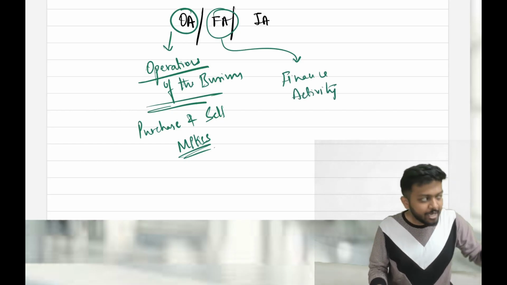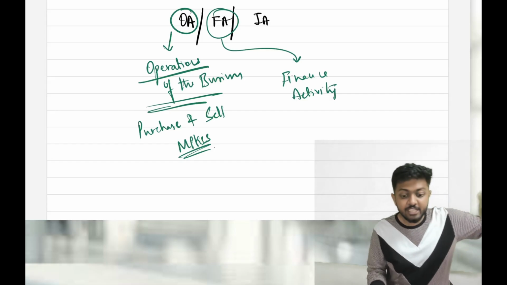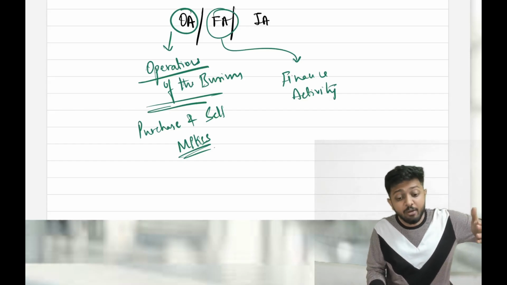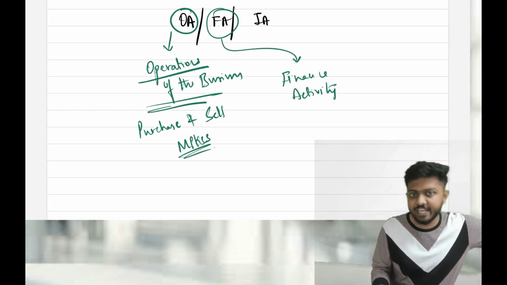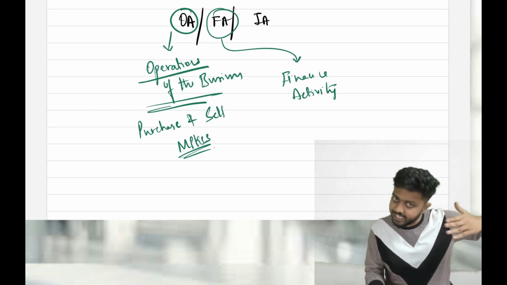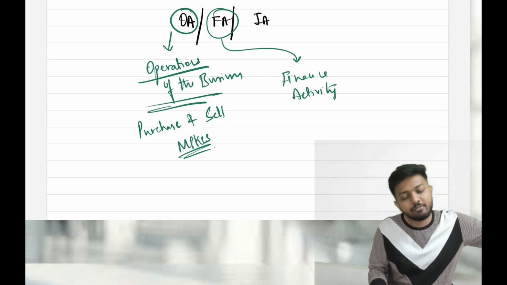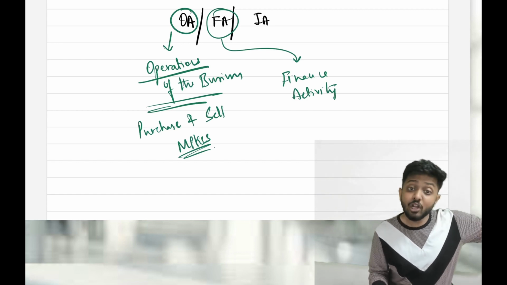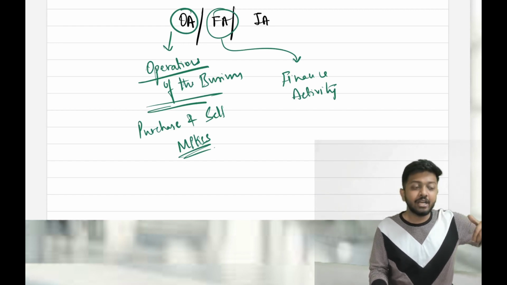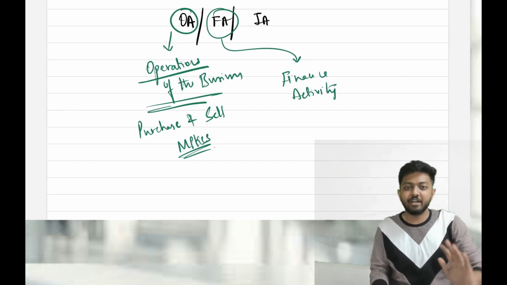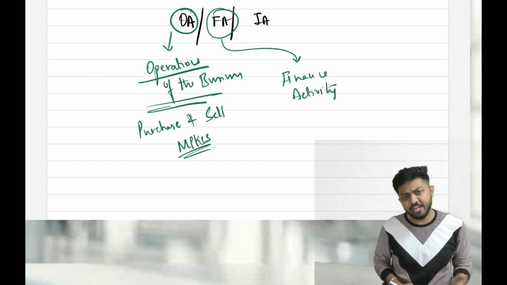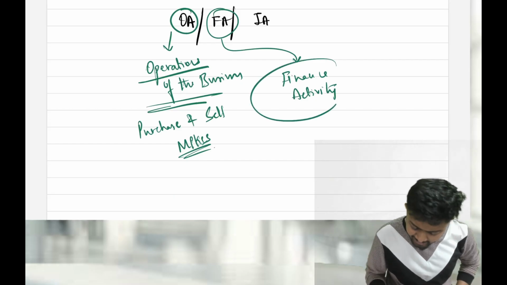Now, by issuing shares, you raised money. This is a financing activity. To those equity shareholders, you paid dividend. That is a financing activity. You took a loan, financing activity. You are paying interest on that loan, financing activity. Repayment of the loan, financing activity. Buyback of shares, financing activity. Issuing of debentures, payment of interest, all these are financing activity.